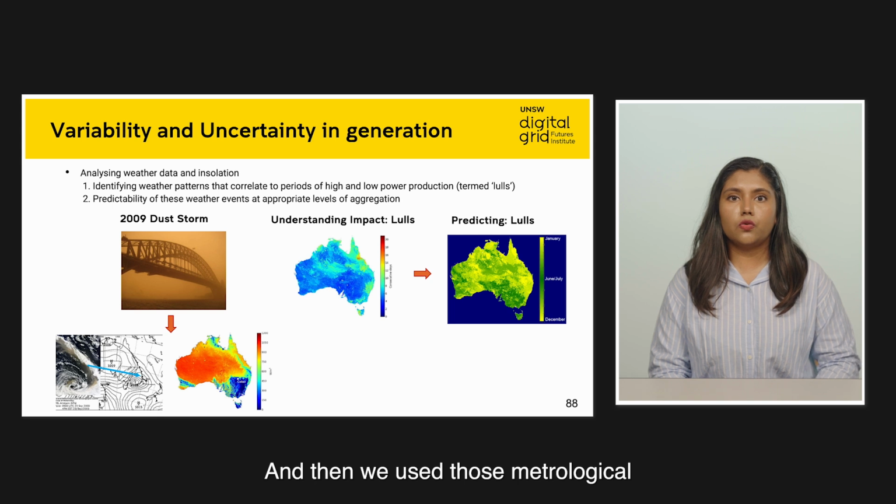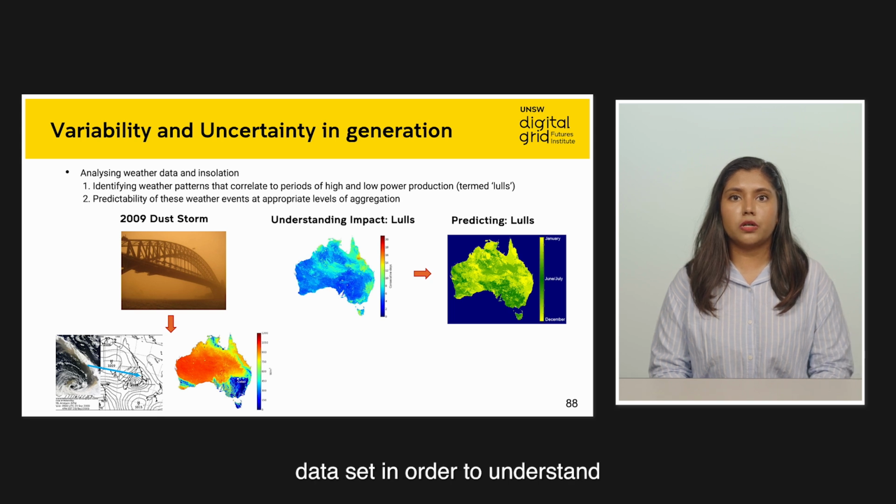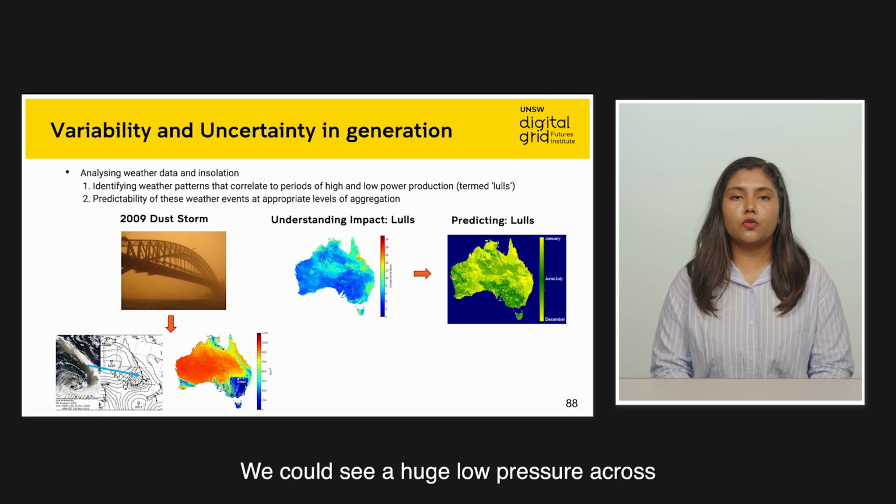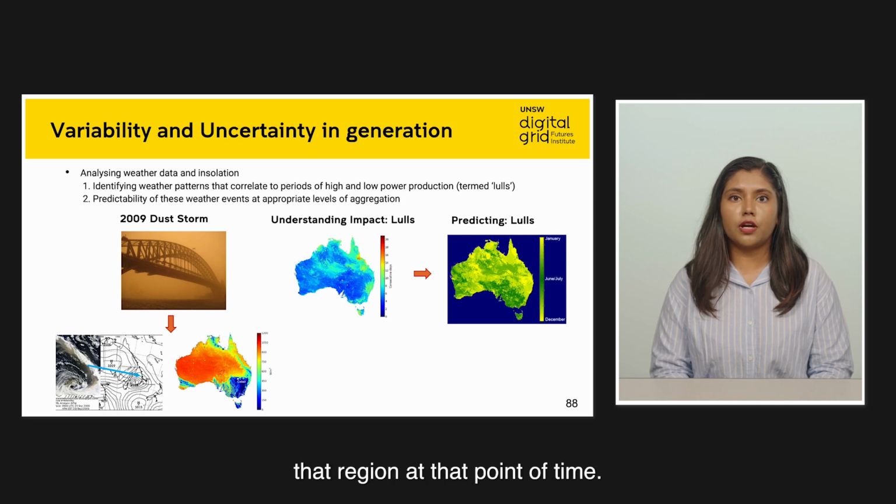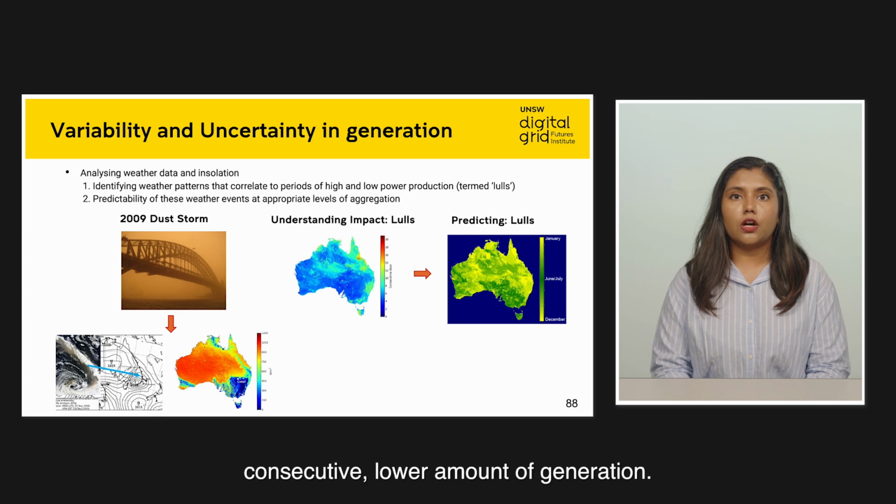And then we used those meteorological data sets in order to understand what was contributing to it. For example, we analyzed the weather and the synoptic charts. We could see a huge low pressure across that region at that point of time. That was one of the main reasons why we have a block of low insolation across New South Wales. And then we used this data to analyze the number of hours we actually saw consecutive lower generation.